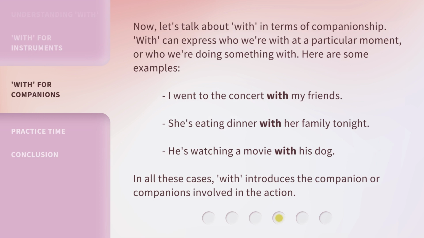Now, let's talk about "with" in terms of companionship. "With" can express who we're with at a particular moment, or who we're doing something with. Here are some examples. I went to the concert with my friends. She's eating dinner with her family tonight. He's watching a movie with his dog. In all these cases, "with" introduces the companion or companions involved in the action.